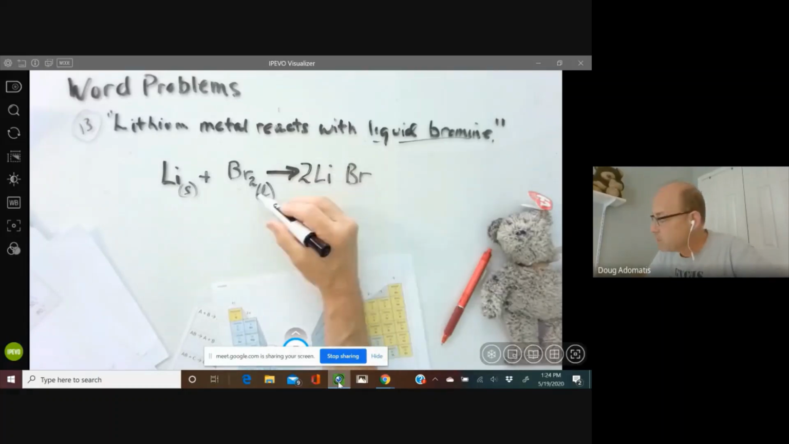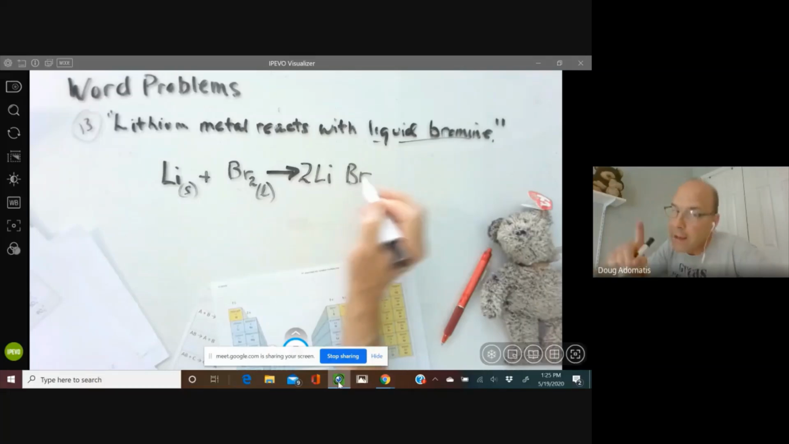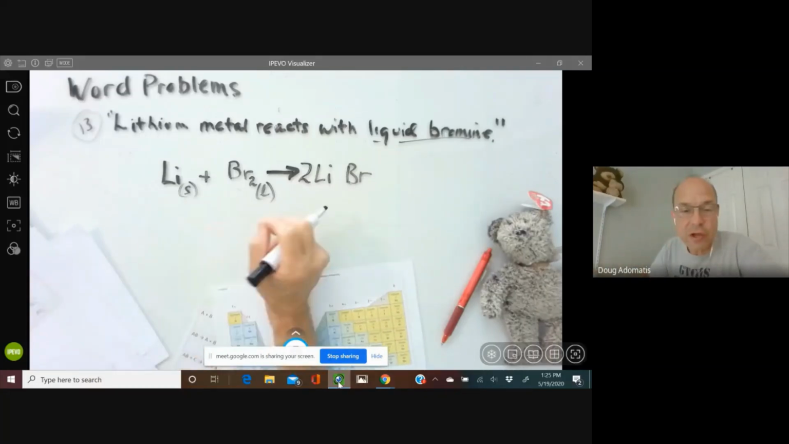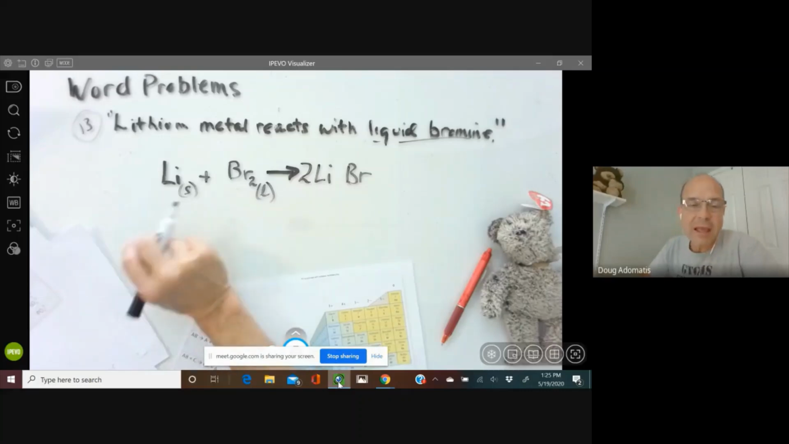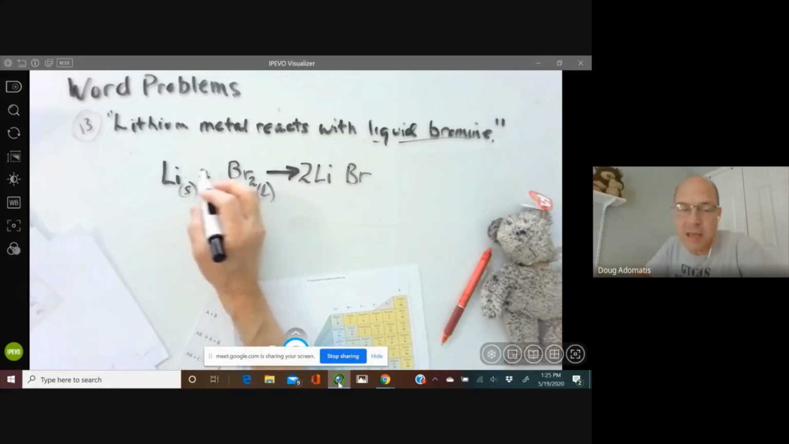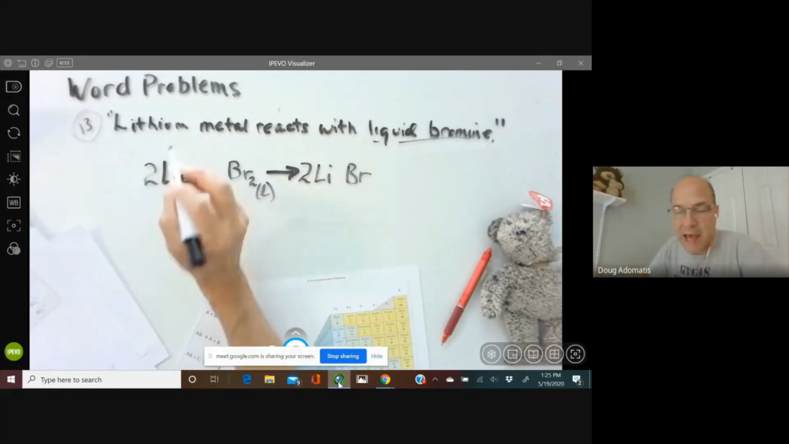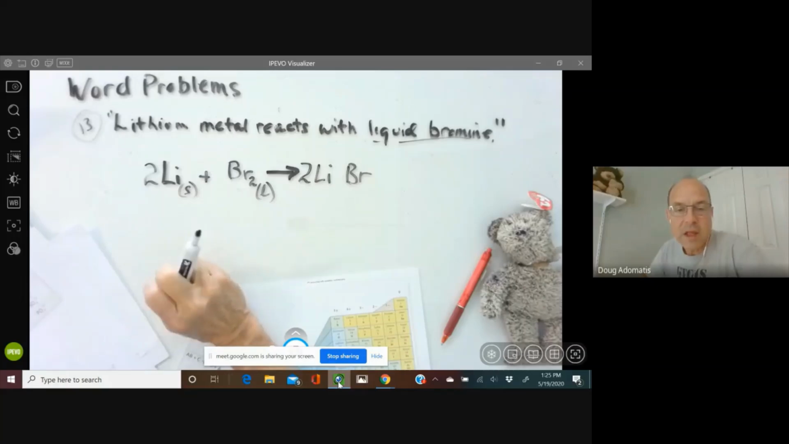So now I just balance my bromines. But you just threw your lithium out of whack because you got 2 lithium over here and only 1 lithium over here. Hey, easy peasy solution. Since lithium's all by itself over here, you just add a 2 right here. Okay? So if you got this particular question for the final exam, this would be your answer.